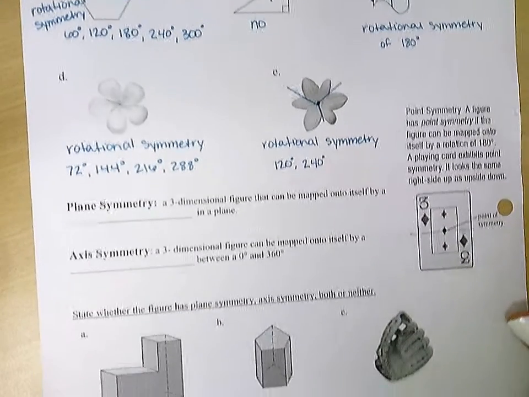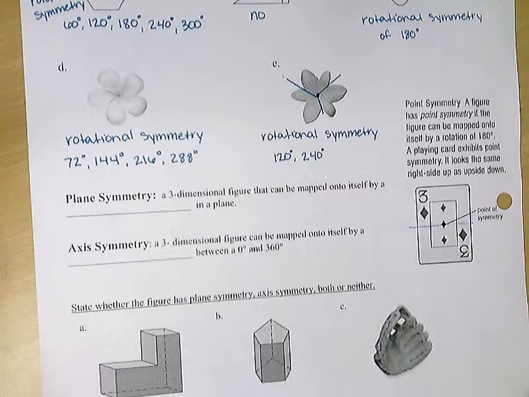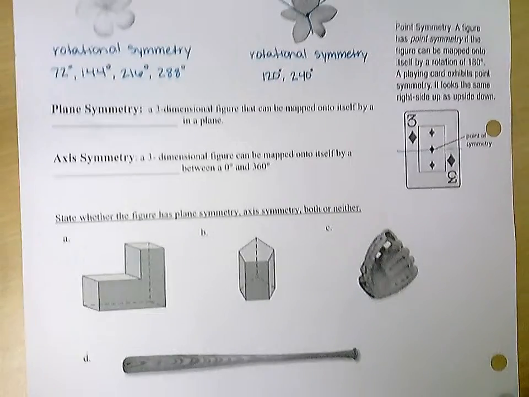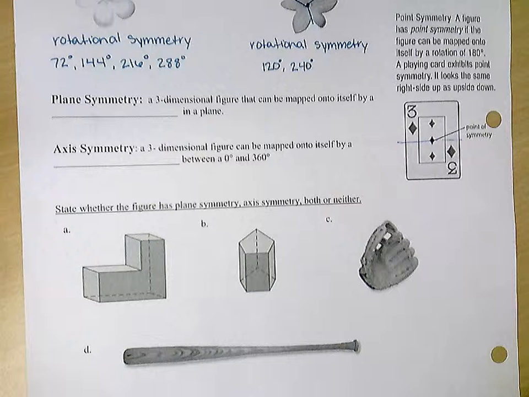Okay, any questions on our two-dimensional symmetries? Okay, then we're going to look at three-dimensional symmetries. Okay, so we have plane symmetry and axis symmetry. Now these are very similar to line symmetry and rotational symmetry, just in three-dimensional figures instead.